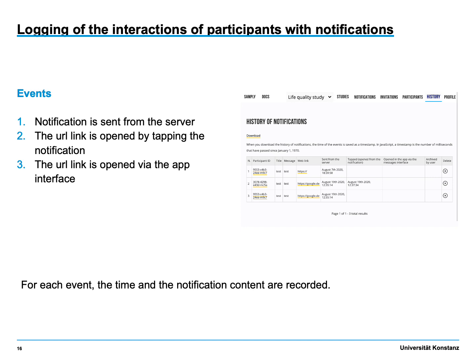Samply records the timestamp for the events when the notification was sent and when it was opened by the participant. This information can be downloaded as a CSV file and can be used to calculate the response rate and response time.